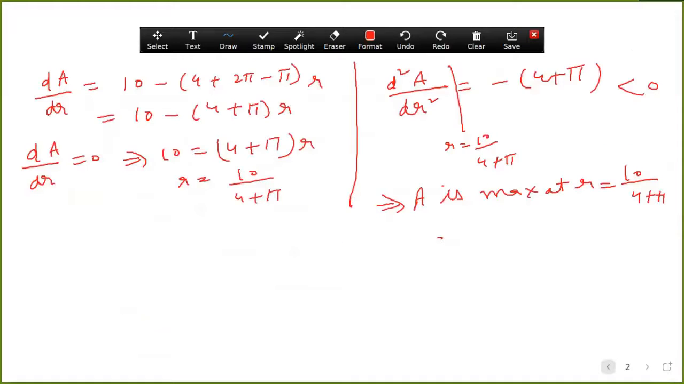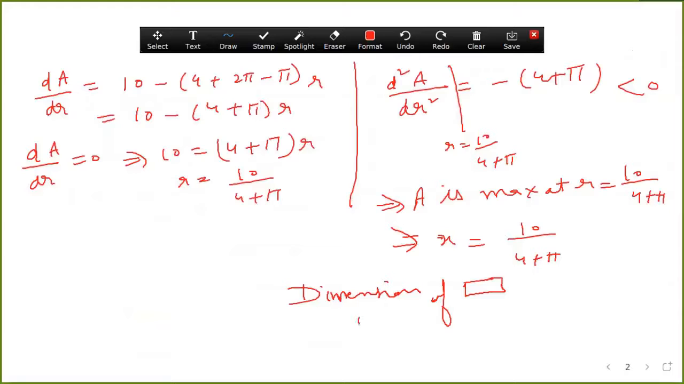That is, the value of x will be equal to the same 10 upon 4 plus pi, and the dimensions of the rectangle become 10 upon 4 plus pi, that is x. The second dimension is 2r. It means 20 upon 4 plus pi meters. This is the answer of the question.